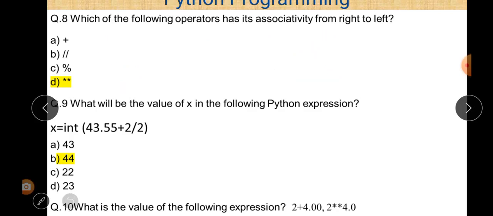Question number 9, you can see that explicit type conversion is there. And what is the explicit type conversion? Actually, type conversion is of two types, implicit and explicit. When Python itself converts one data type into another, that is implicit. And when Python converts one data type into another automatically, it is converted from lower to higher always. For example, int is converted to float value.